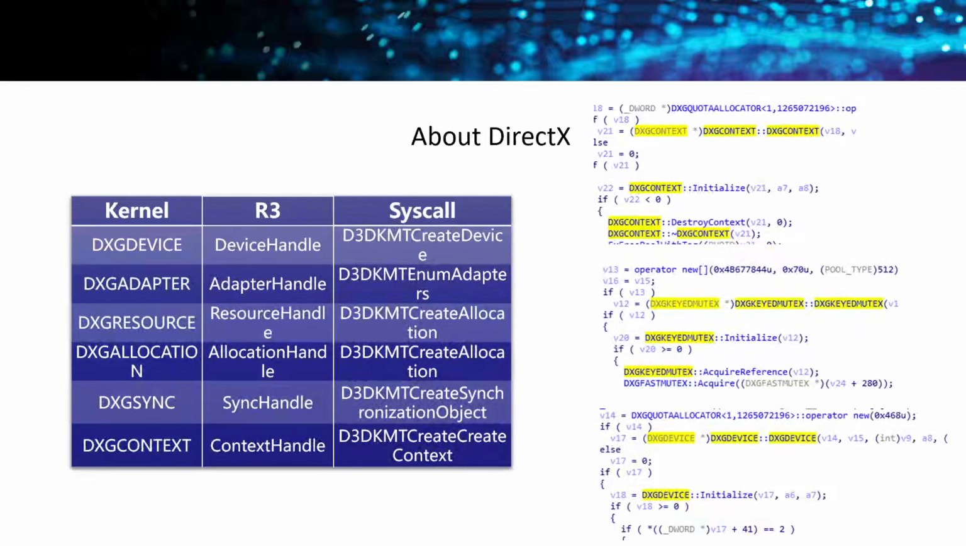This is the explanation of objects. There are many types of objects. This table shows the relationship between the application layer and the kernel, and who created these objects. The figure on the right shows their appearance in the kernel: how to apply for memory, initialize memory, use it, and destroy it. Next, I will introduce the related attack surfaces.